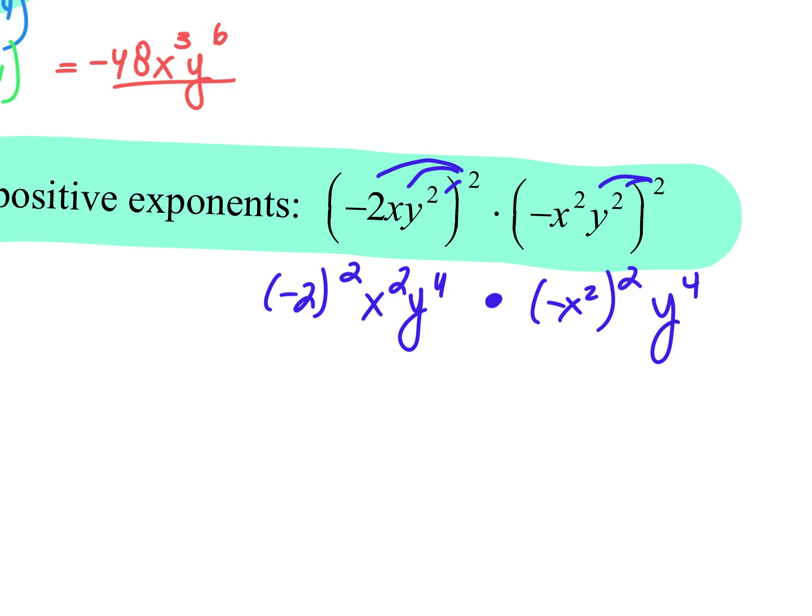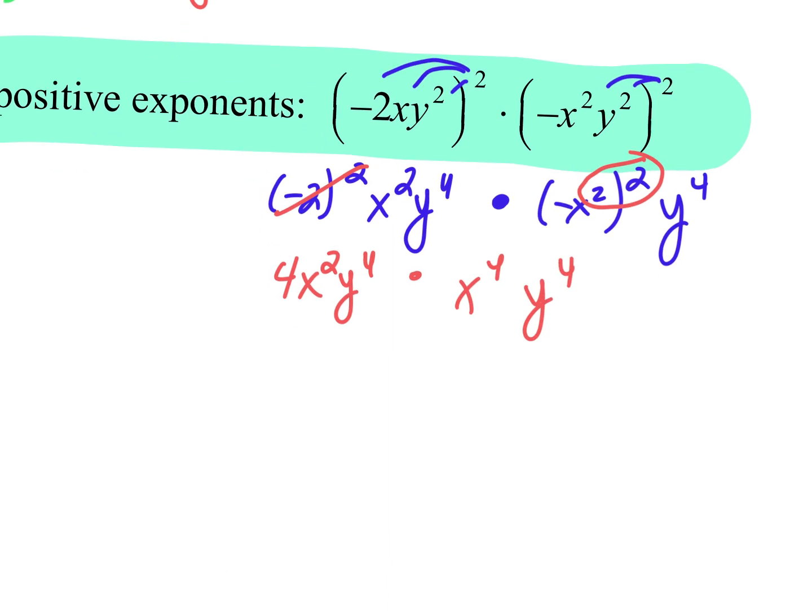What's negative 2 squared? 4. So 4x squared y to the 4th. What's negative x? What's this going to be? X what? X to the fourth. Y to the fourth. Power to a power, we multiply.